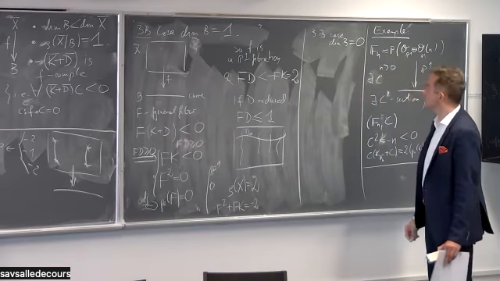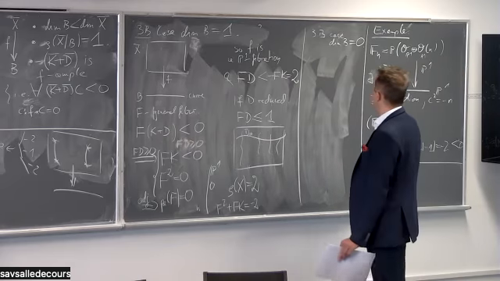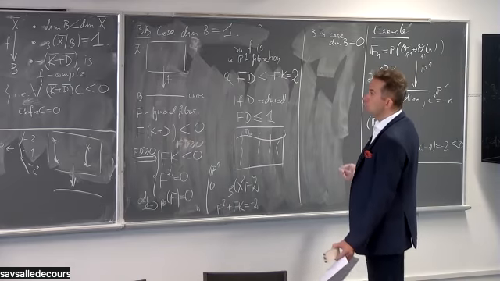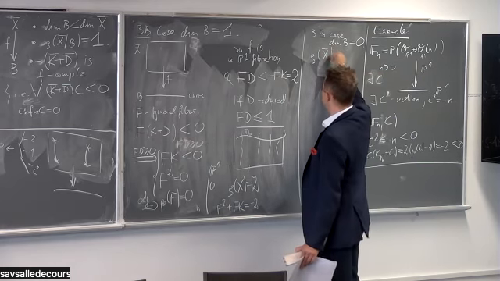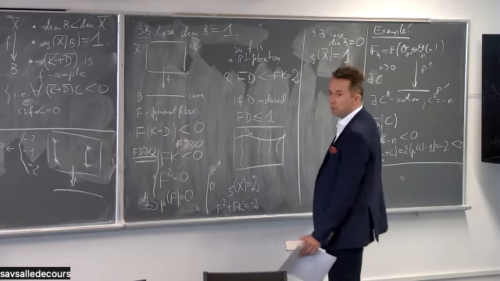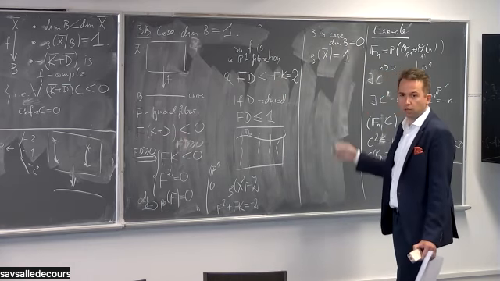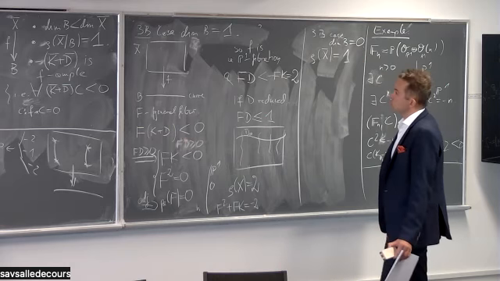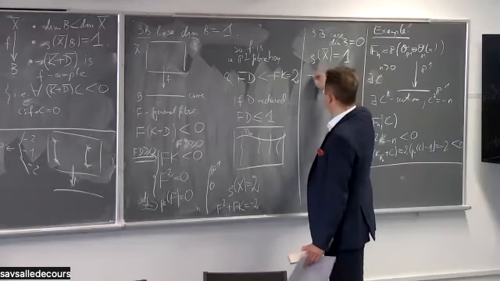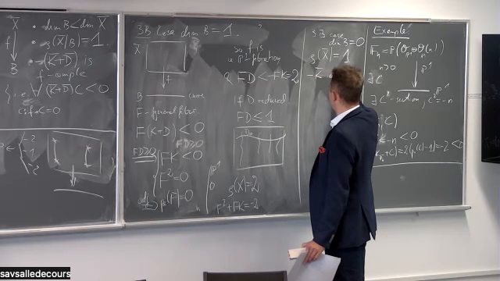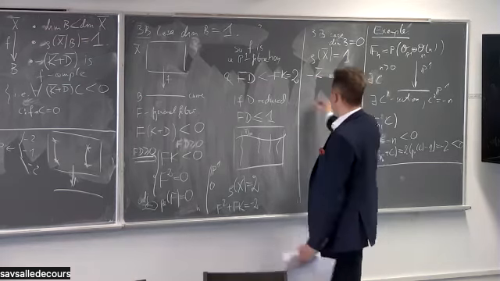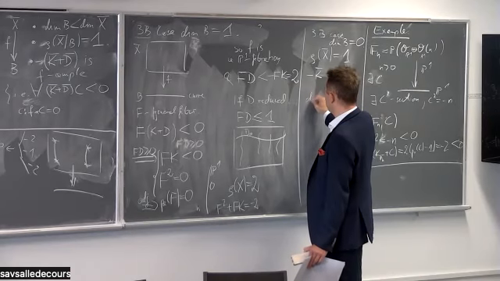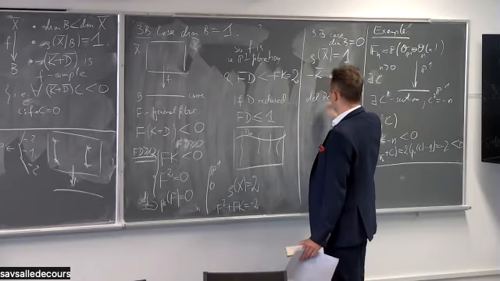Good. And then you have a final case. What do we know from this condition? It just says that the Picard rank of X bar is equal to 1, so all curves are numerically proportional, and that minus K bar is ample. And that's it. This is called a del Pezzo surface of rank 1.